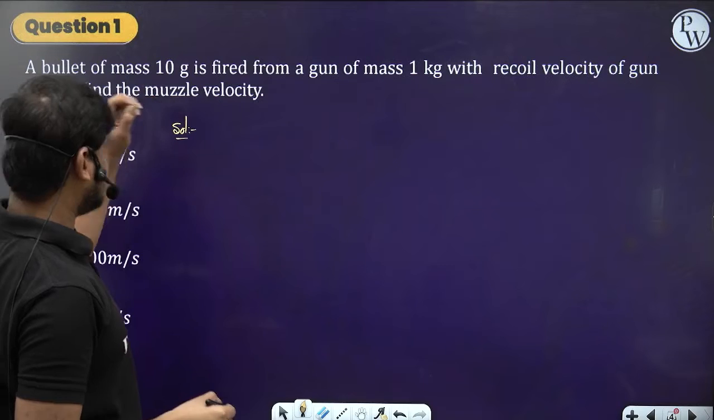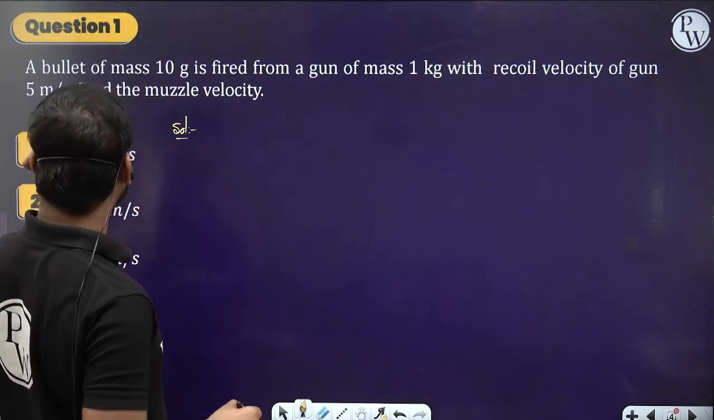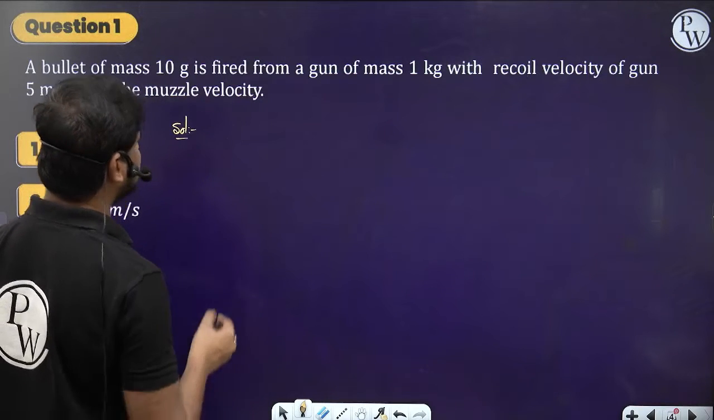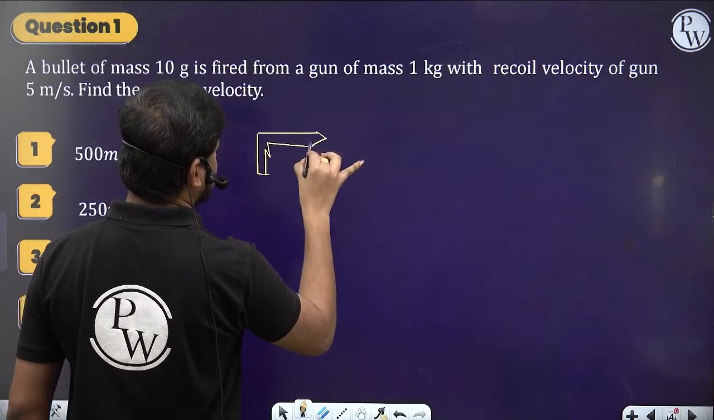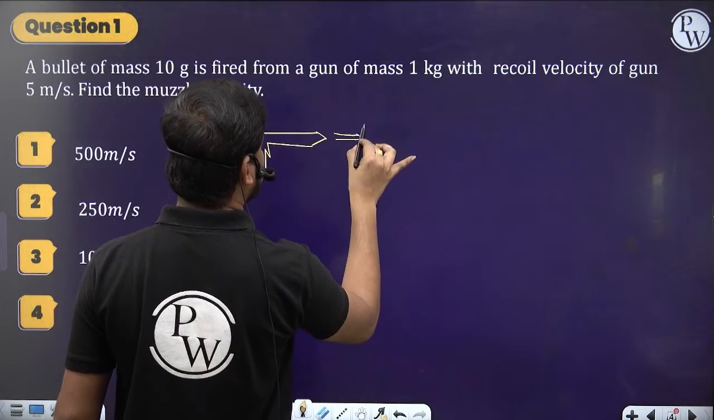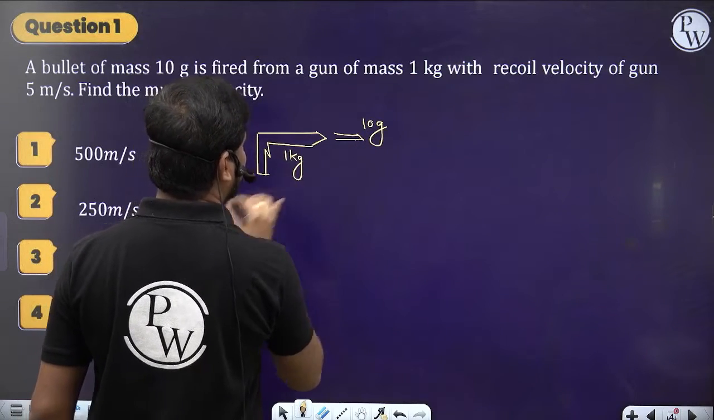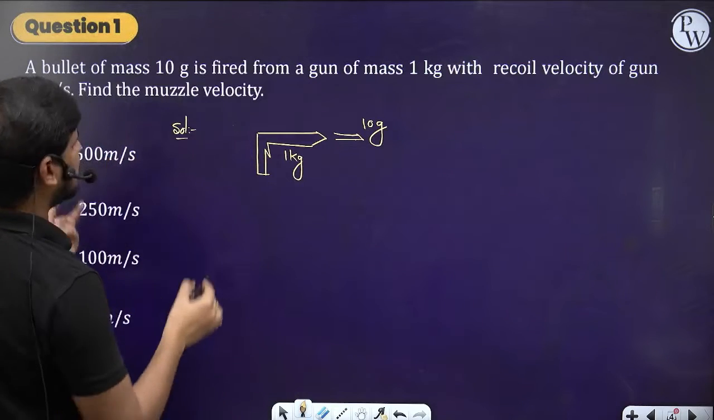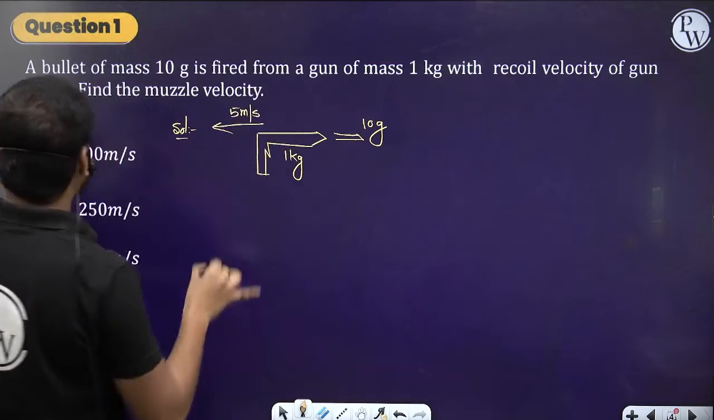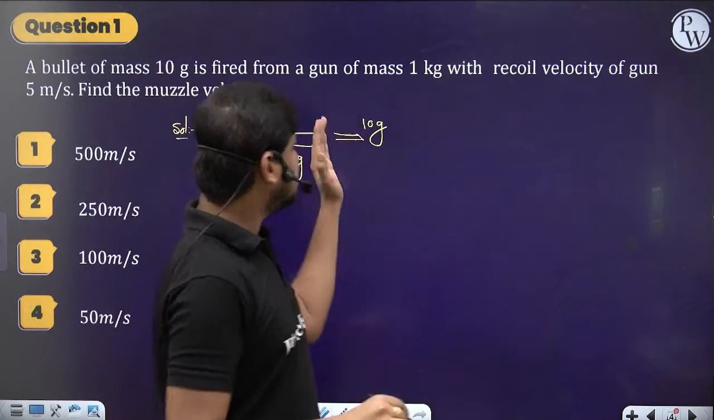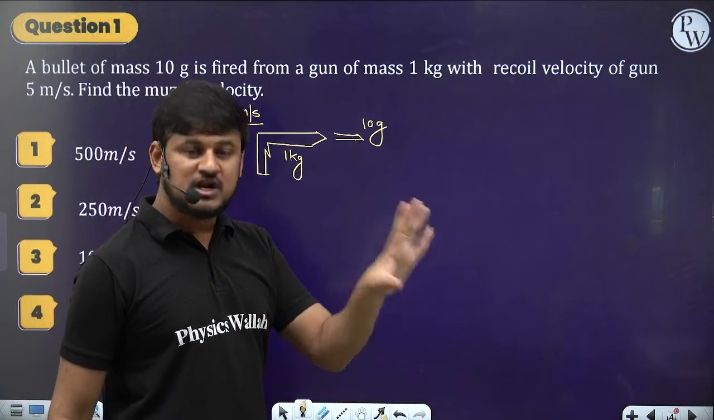A bullet of mass 10 grams is fired from a gun of 1 kg, with a recoil velocity of the gun of 5 meter per second. Find the muzzle velocity. See here, this is the gun. From here a bullet of mass 10 gram is released. The gun mass is 1 kg. The gun comes back with a velocity of 5 meter per second. Right? Recoil velocity means the gun's velocity, and muzzle velocity means the bullet's velocity. We have to find the muzzle velocity, which is nothing but the bullet velocity.